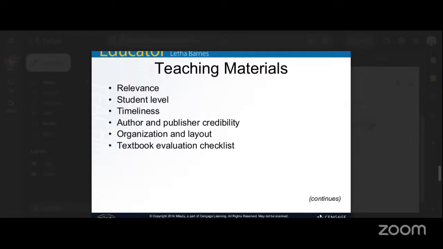Author and publisher credibility. The references you're bringing, you've done the homework. It's a real author. It's a real job. Okay, organization and layout. You can blueprint it out all you want. You can draw it out. But when you walk into that classroom, you're going to set the standard for that classroom. So if you see anything cluttery, something that catches your eye that's not supposed to be there, take care of it because it's going to touch the students even more.